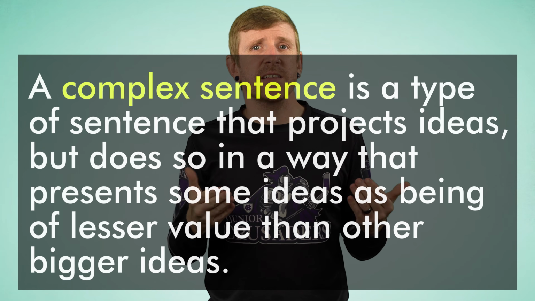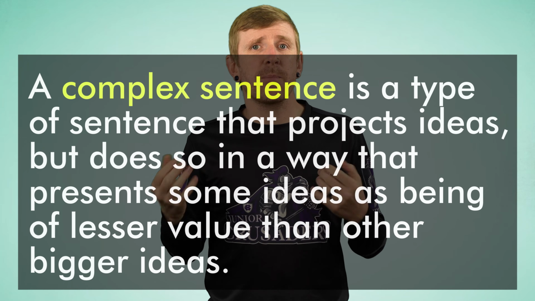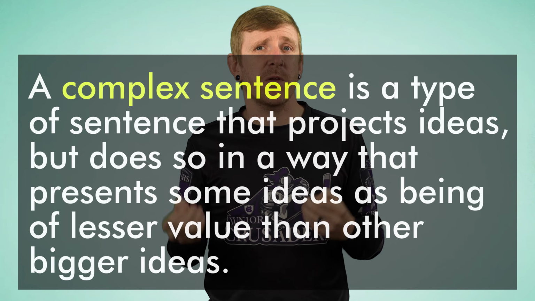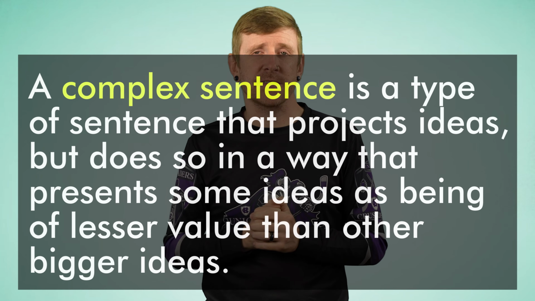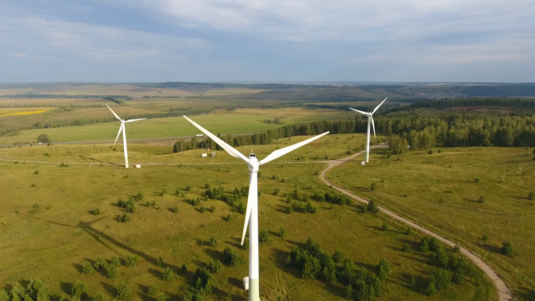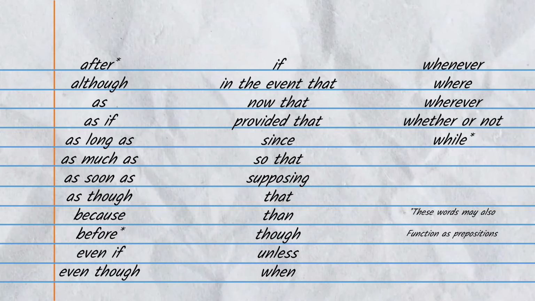And this leads into the next term that you need to know, which is complex sentence. A complex sentence is a type of sentence that projects ideas, but does so in a way that presents some ideas as being of lesser value than other bigger or more important ideas. The way you create complex thesis statements, or complex sentences in general, is by including a subordinating conjunction. To create this complex thesis, you just need to generate a complex sentence in response to the prompt that you're engaging with. And the easiest way to do this is by making sure that your thesis includes a subordinating conjunction.